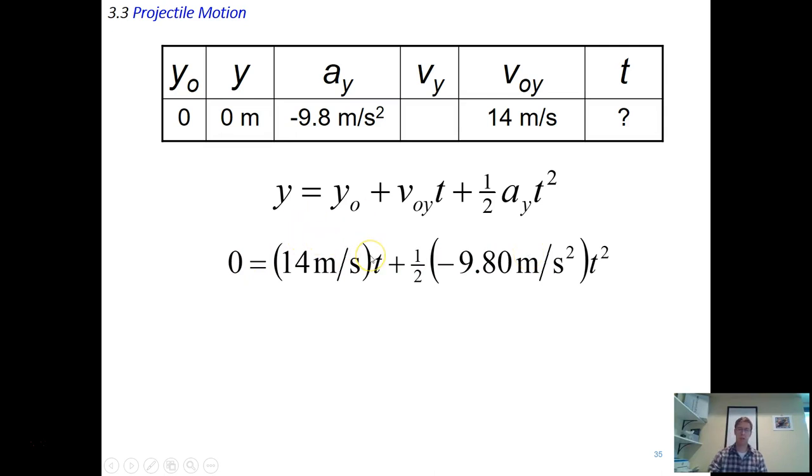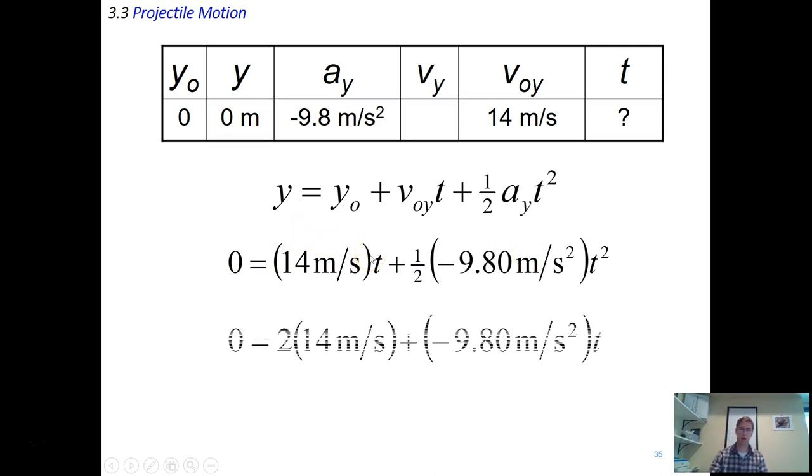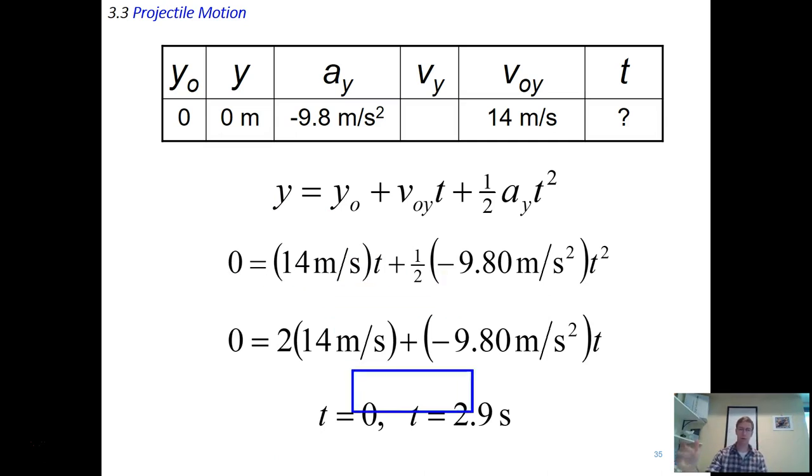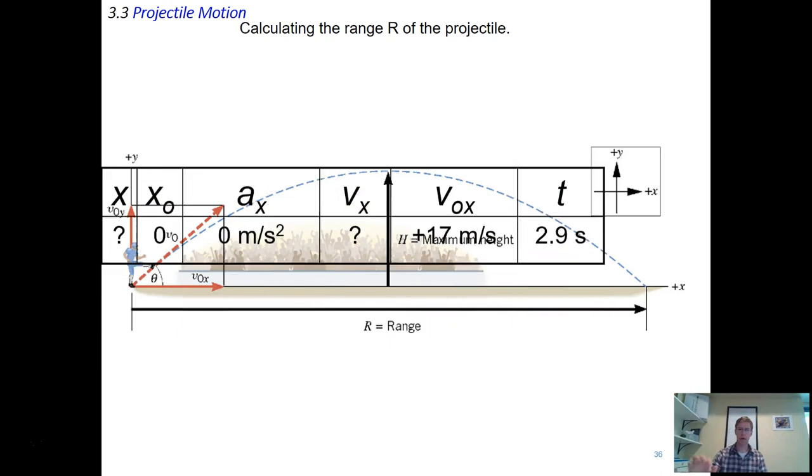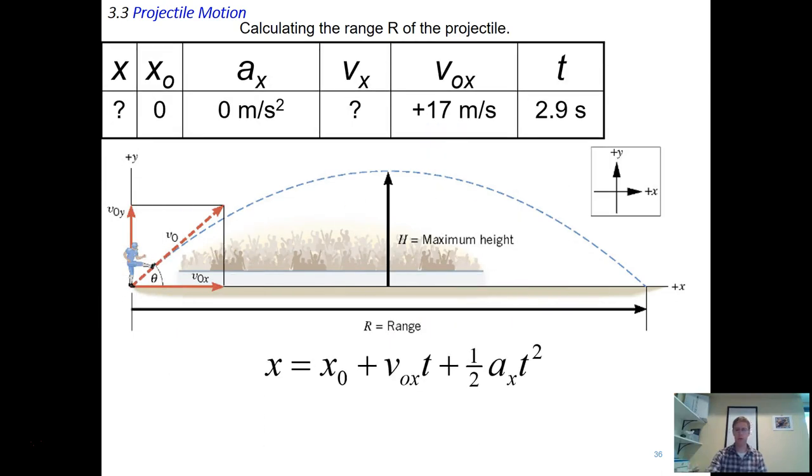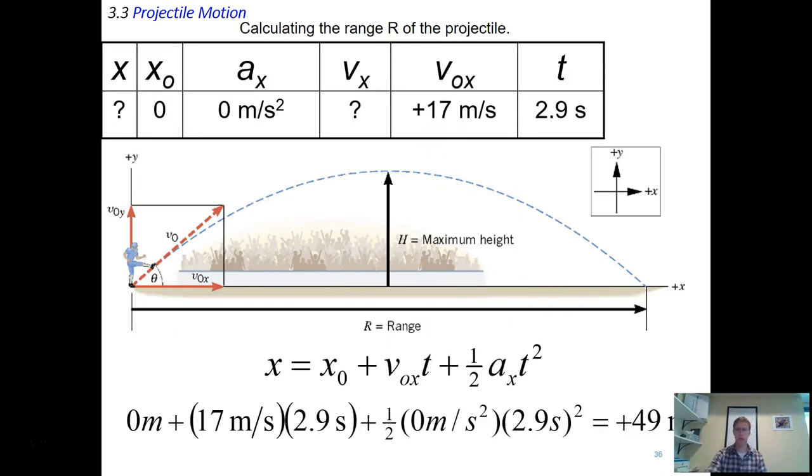If you factor out a t, one of those solutions is 0, and then the second solution, if you solve, is 2.9 seconds. Well, t equals 0, yeah, it's at an elevation of 0 when you start. That's what that's saying. But the one we care about is the hang time, which is the time at which it returns to ground level, which is 2.9 seconds later. And then lastly, to find the range, we can use our x equations of motion now that we know the time, plug it in, and we find that it's a Boxworthy 49 meters.